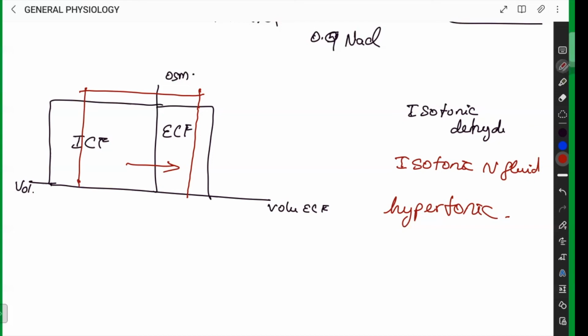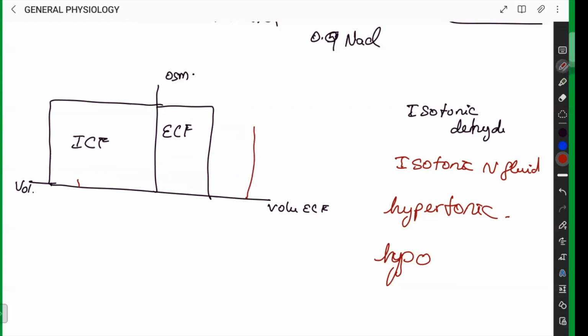This is hypertonic dehydration. What happens in a hypotonic dehydration? In hypotonic dehydration, there's a change in the volume of your ECF, so there will be a decrease in the volume of ECF. Ultimately, the osmolarity is also going to decrease. Therefore, there's a shift of fluid from the ECF to your ICF.